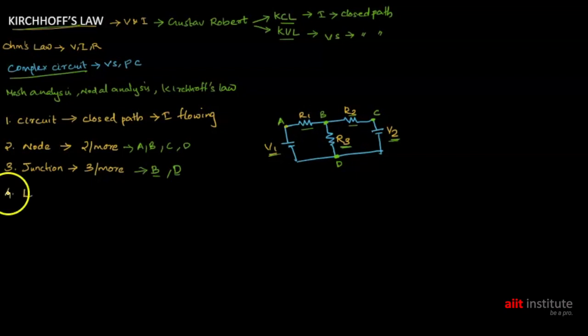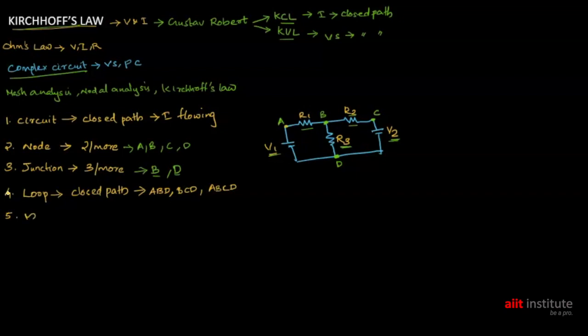Fourth one, loop. A loop is nothing but a closed path. In this diagram, we can say A, B, D is a closed path, right? So A, B, D is a loop. Or here, B, C, D is also a closed path. And A, C, D, or A, B, C, D, is a closed path. So these are the loops.